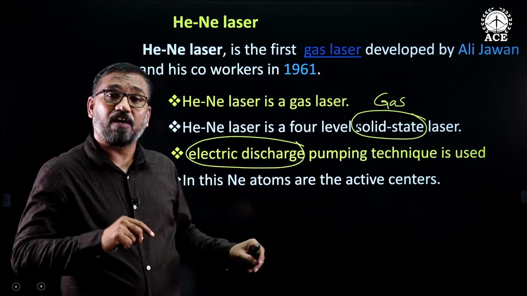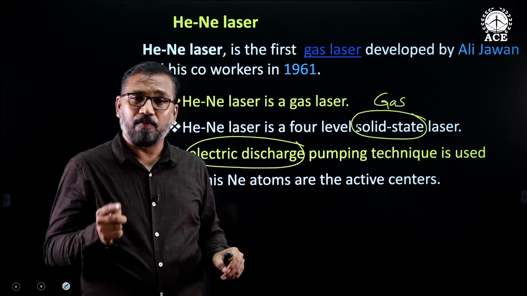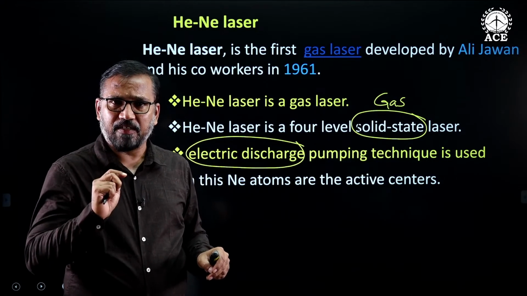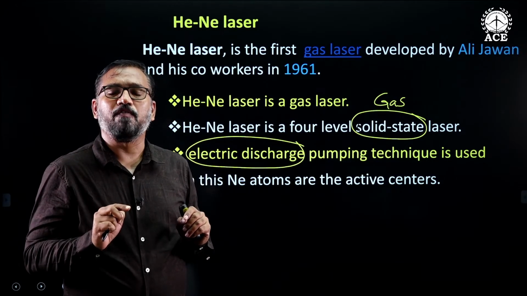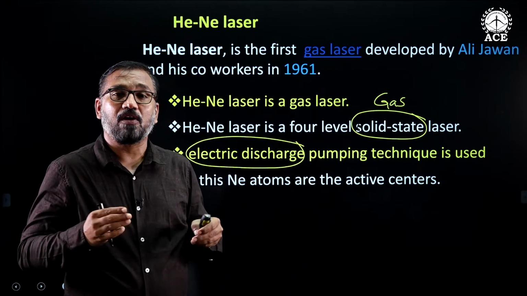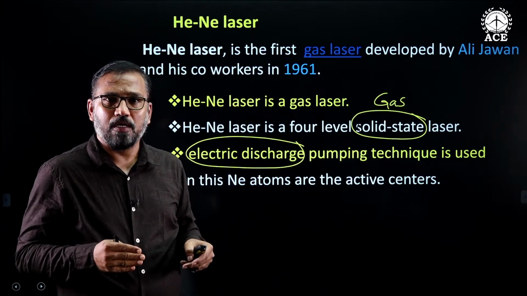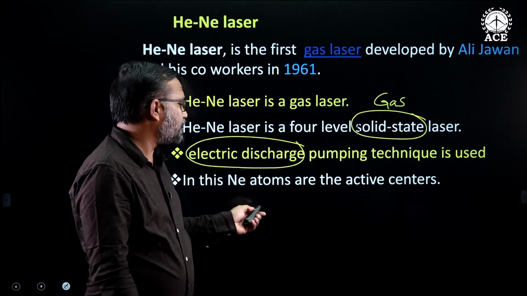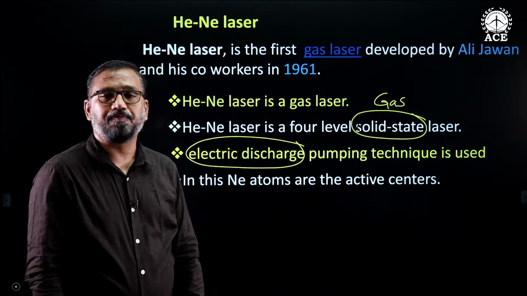Which kind of pumping technique is used here? Not optical pumping like the ruby laser and the Nd:YAG laser. No, we are using electrical discharge, which means electrons are discharged into the mixture of helium and neon gases. In this, neon atoms are the active centers.